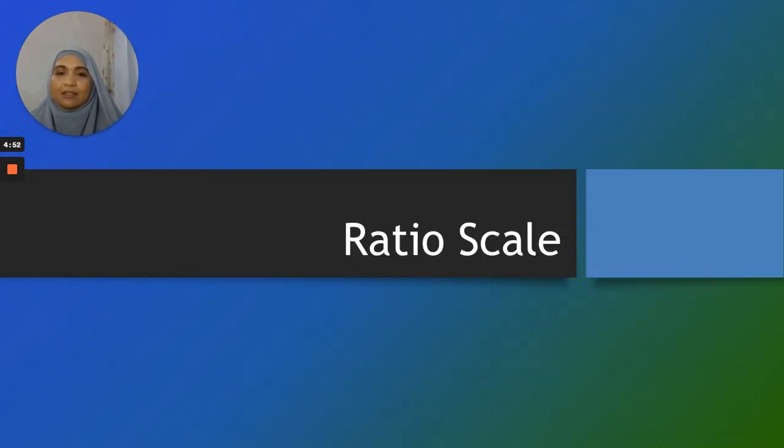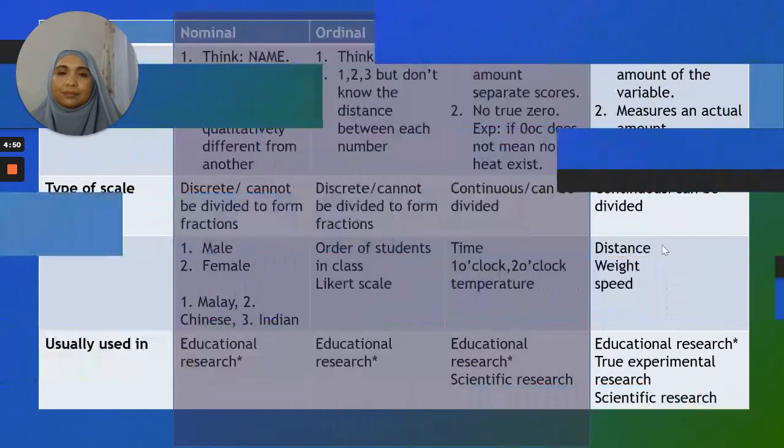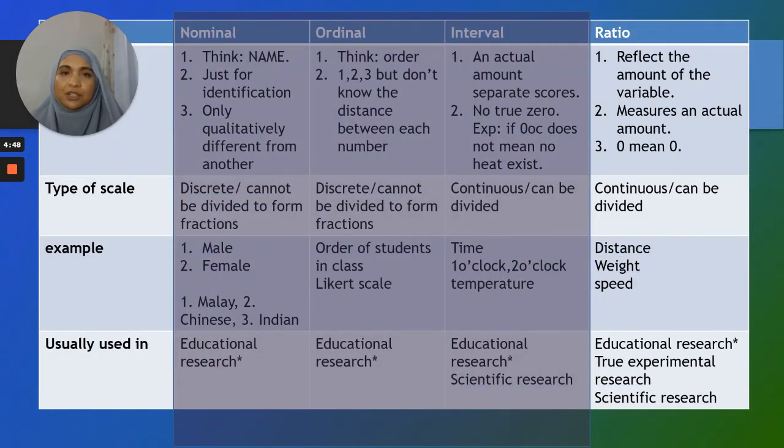Okay, our final scale is the ratio scale. The ratio scale is a lot like the interval scale. It also reflects the amount of the variable, and it measures an actual amount. However, 0 really means 0. For this type of scale, it is continuous and it can be divided. Examples are distance, weight, and speed.